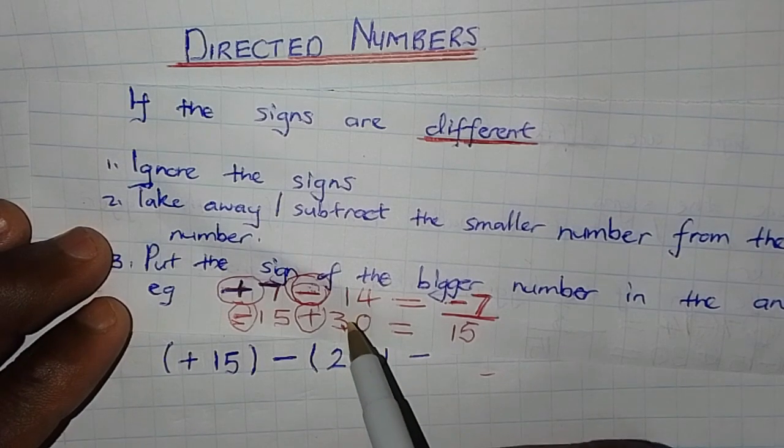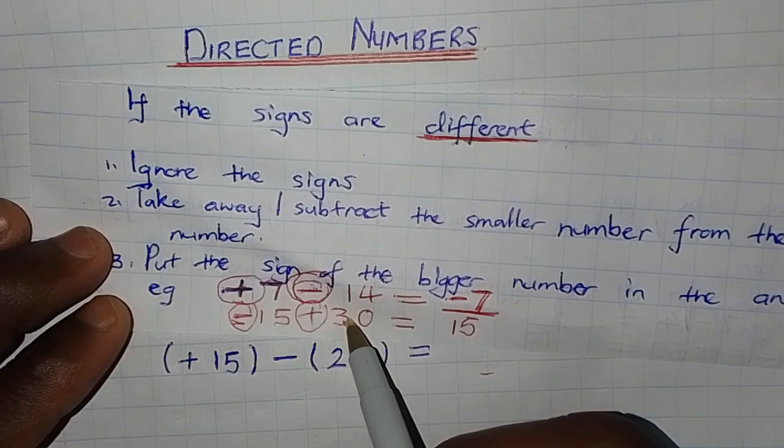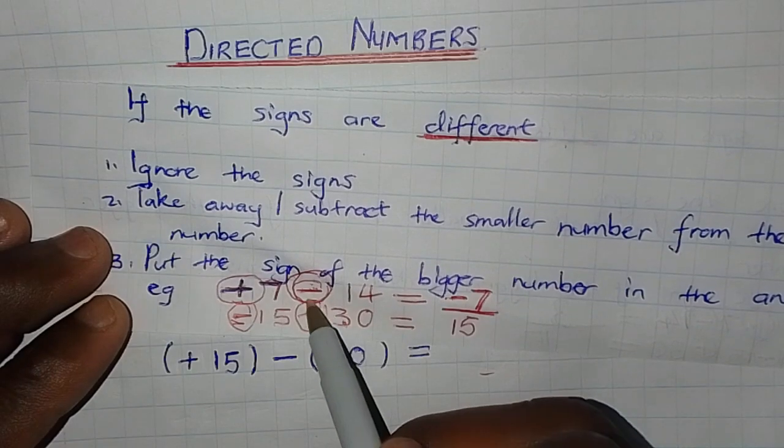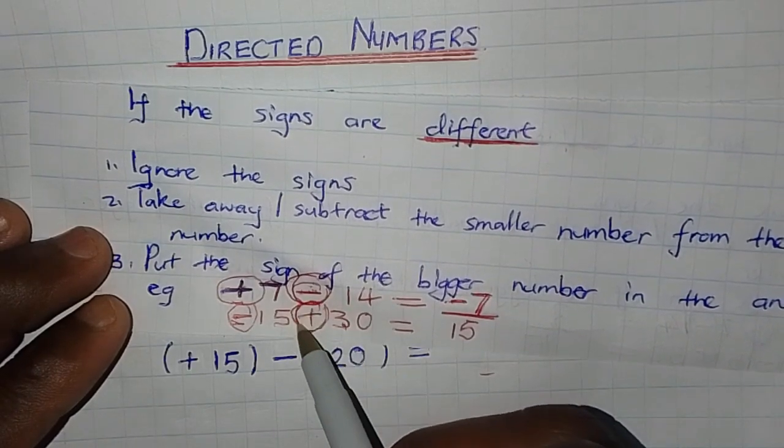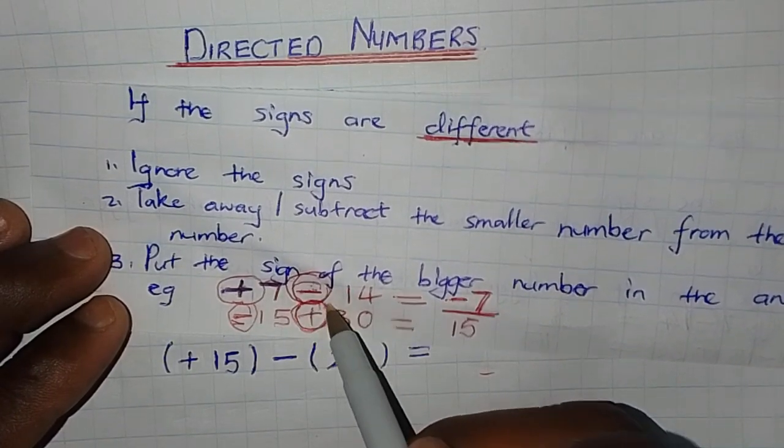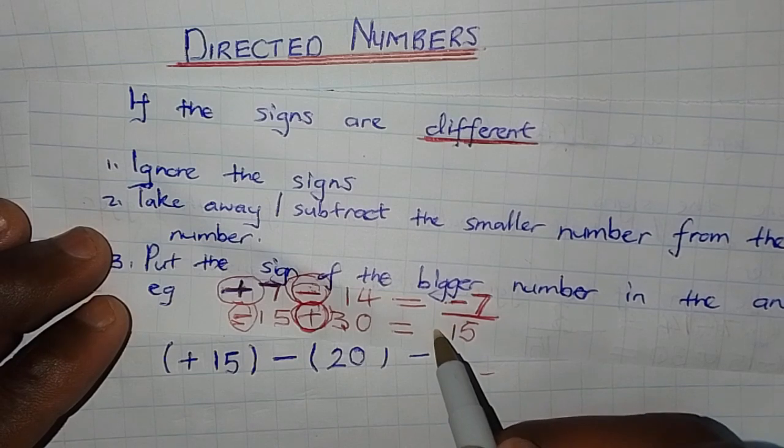Now let's consider the bigger number. We have agreed that the bigger number is 30, right? What is the sign of 30? The sign of 30 is positive. Here it is. I'm sure you can see that, guys. So the answer takes the sign of the bigger number. Our answer is positive 15.